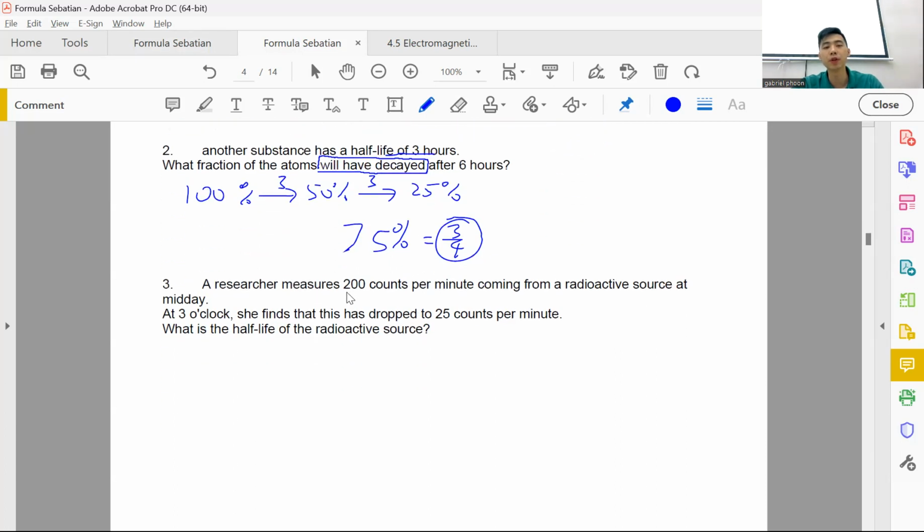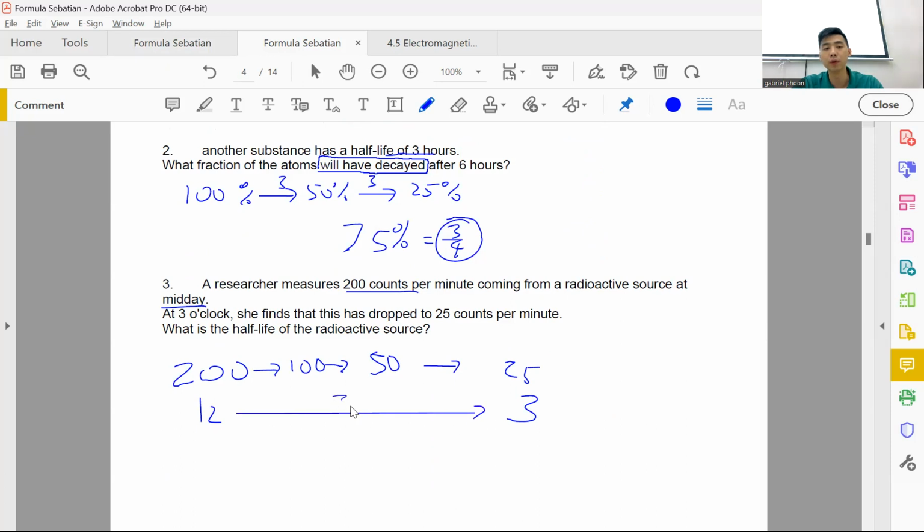And then this one says that a researcher measures 200 counts per minute at midday, which means at 12 o'clock. Then at 3 o'clock, there were only 25 counts. If you draw the arrow chart, it goes to 100, then 50, then 25. Your thought process should be something like this. Here to here was a total of 3 hours. In 3 hours, there were a total of 3 half-lives. Logically speaking, one half-life must have been 1 hour, which makes sense, because 12 o'clock, 1 o'clock, 2 o'clock, then 3 o'clock already.